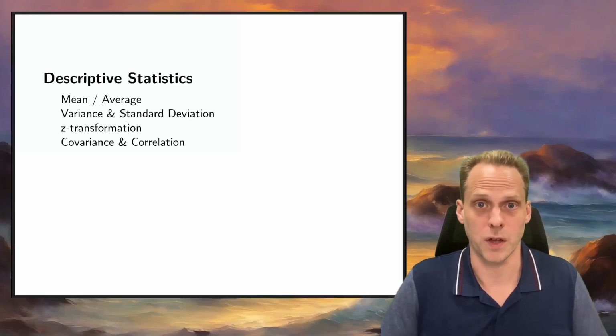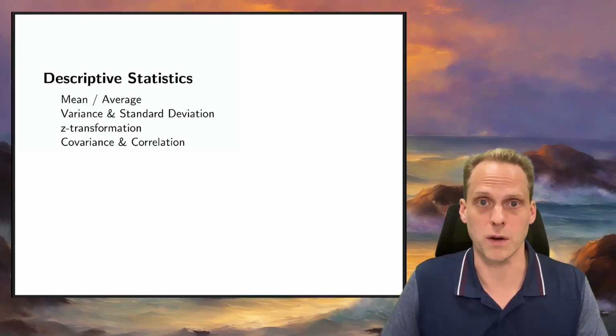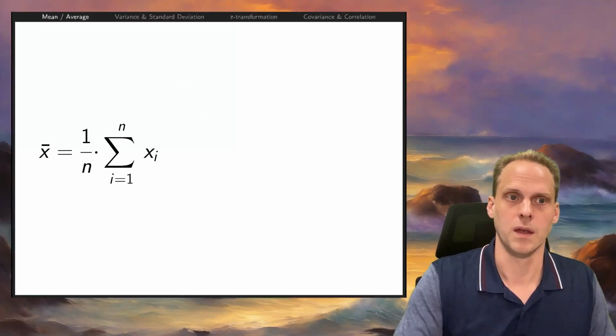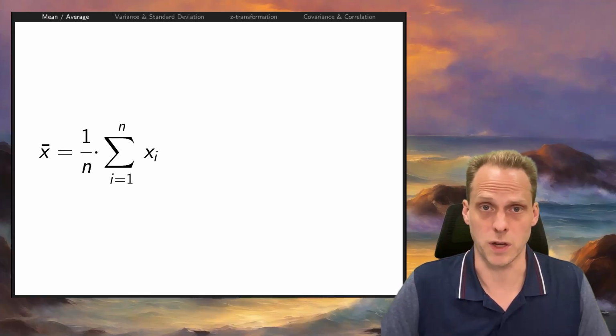In this video, I'll talk about descriptive statistics, that are things we can calculate that describe the data that we're seeing. So the first main descriptive statistic that we use a lot is the mean, or the average.